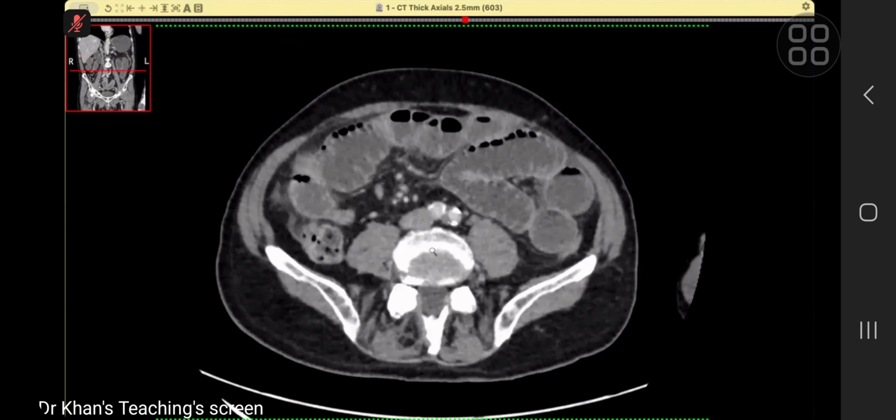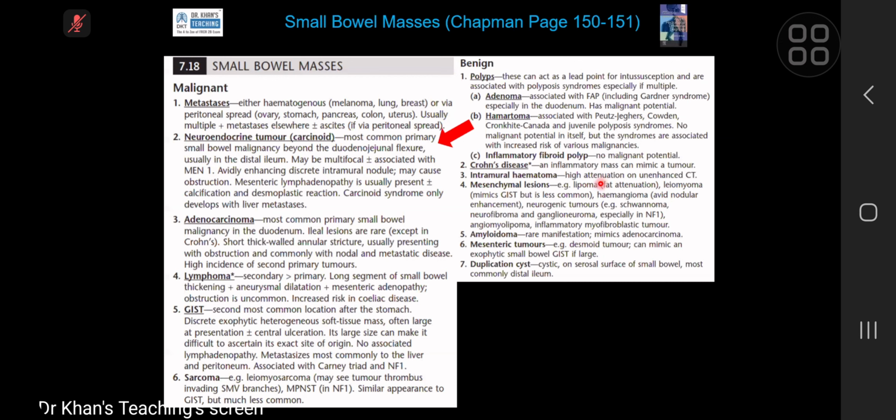This is carcinoid with small bowel obstruction. Now, carcinoid, what is carcinoid? Carcinoid is a neuroendocrine tumor, and it is the most common primary small bowel malignancy beyond the duodenojejunal flexure. So please remember, it is so common. I mean to say, within the small bowel, it is a very common tumor.